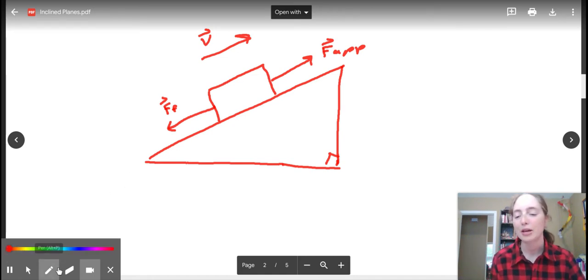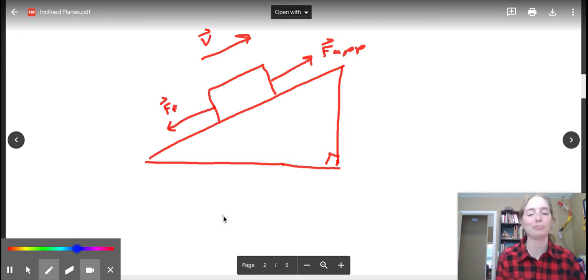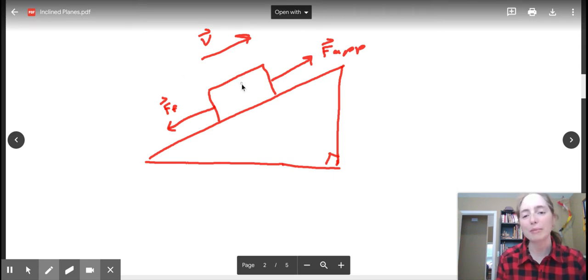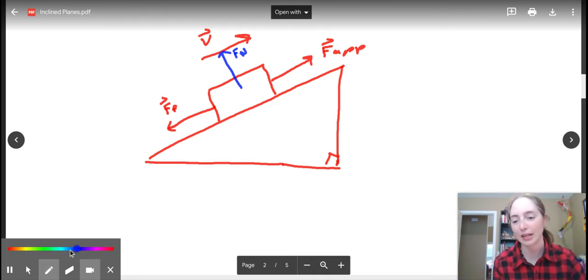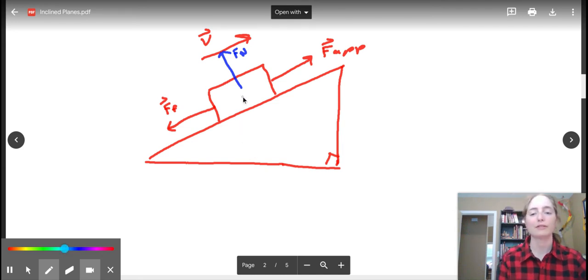Okay, so I'm going to switch colors, and we are going to go over to blue to look at our next set of values here. Now remember that normal force is always perpendicular to the surface. So that means normal force is going to be going this way. It's perpendicular to the surface. It is not straight up and down, ladies and gentlemen. So be careful of that.